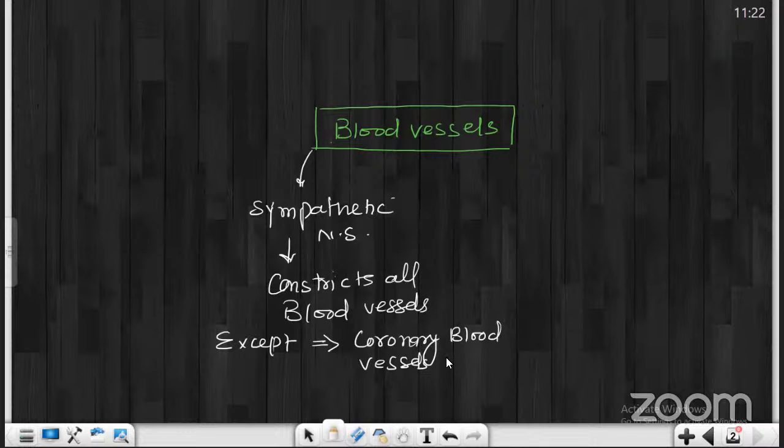Coronary vessels dilate. So simply, if the blood vessels constrict, the blood pressure will increase. So the sympathetic nervous system increases blood pressure by reducing the diameter of the blood vessels, except the coronary blood vessels. What are coronary vessels? These are the blood vessels which supply blood to the heart muscle, the cardiac muscle itself.